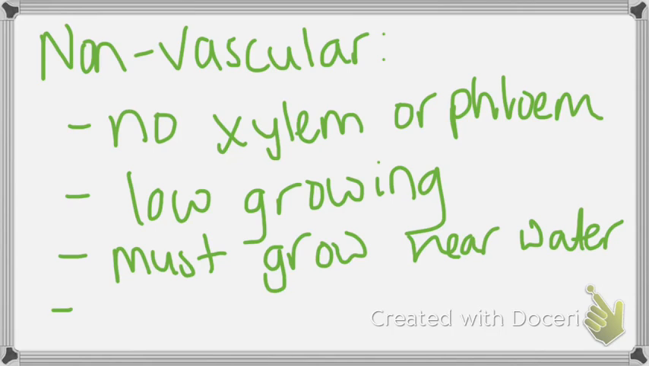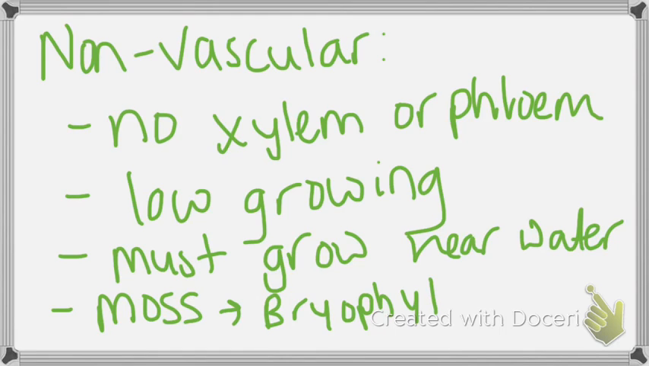So when you think of a non-vascular plant, think of, for example, moss. Moss is a non-vascular plant. You always notice that moss grows very, very low to the ground. This is because they lack a vascular system, so they have no way to transport water or nutrients any higher than what they are able to grow. We call this category of plants, moss, bryophytes. Non-vascular, they have no vascular system, they can't transport water.